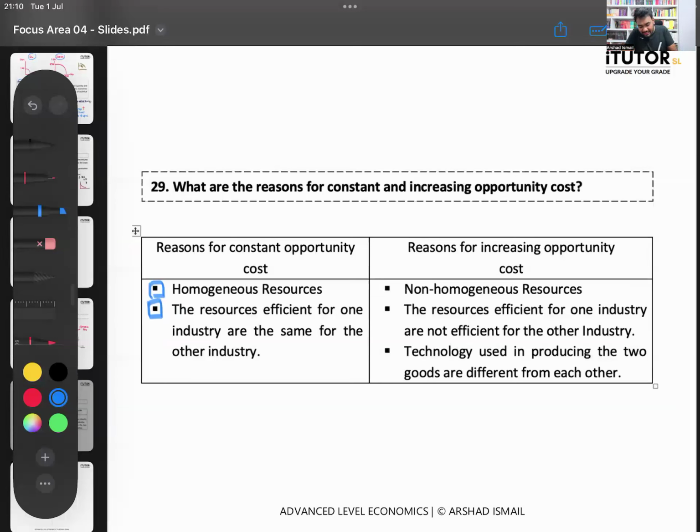And there could be another reason. The final one is if the technology is similar between the two industries. Now, if you take bread and bun, the technology is similar. The oven and all of that is very much similar there. Those are the reasons for constant opportunity cost. As a result, you will have a straight line PPC.